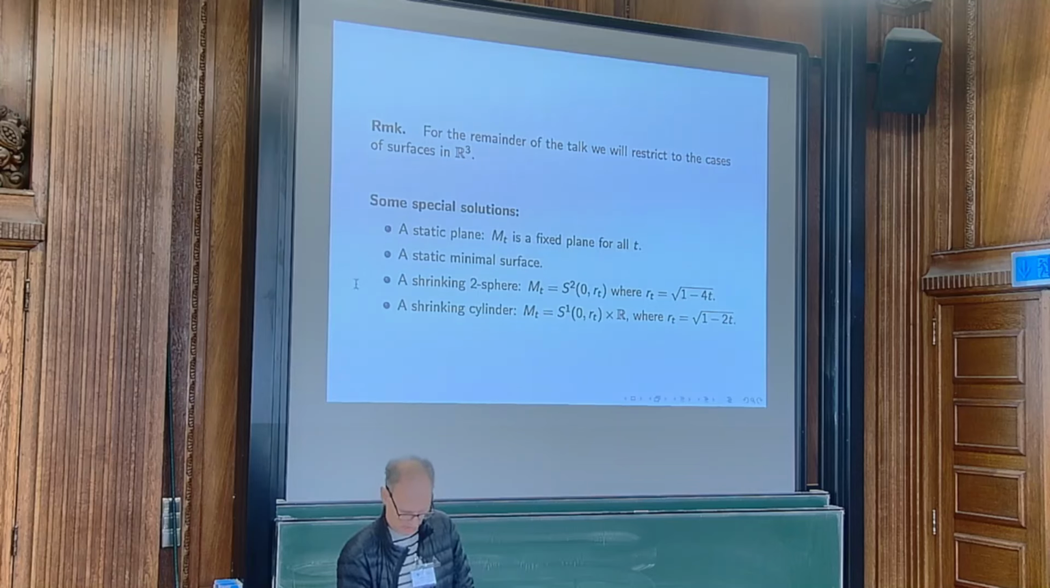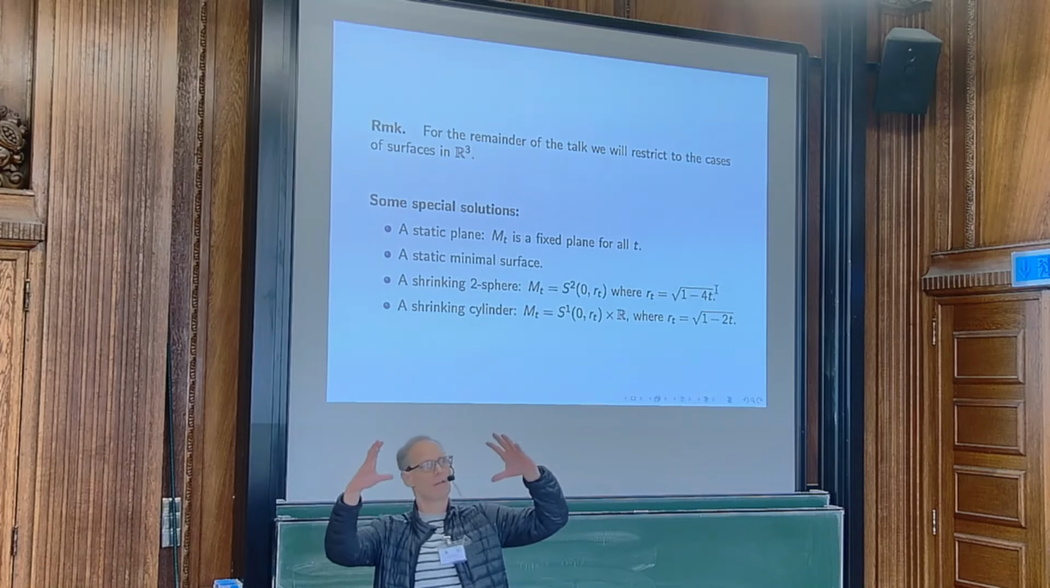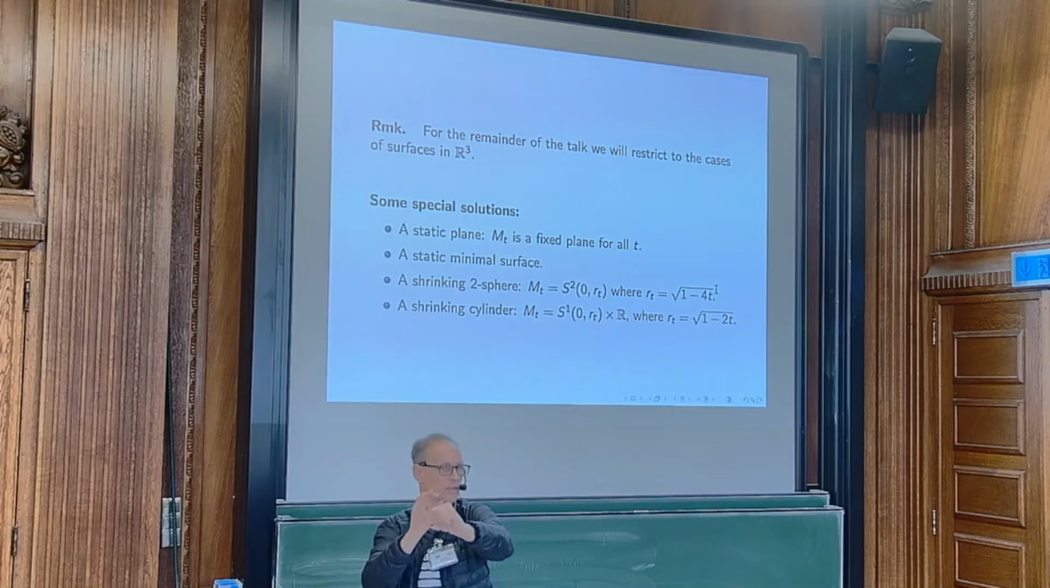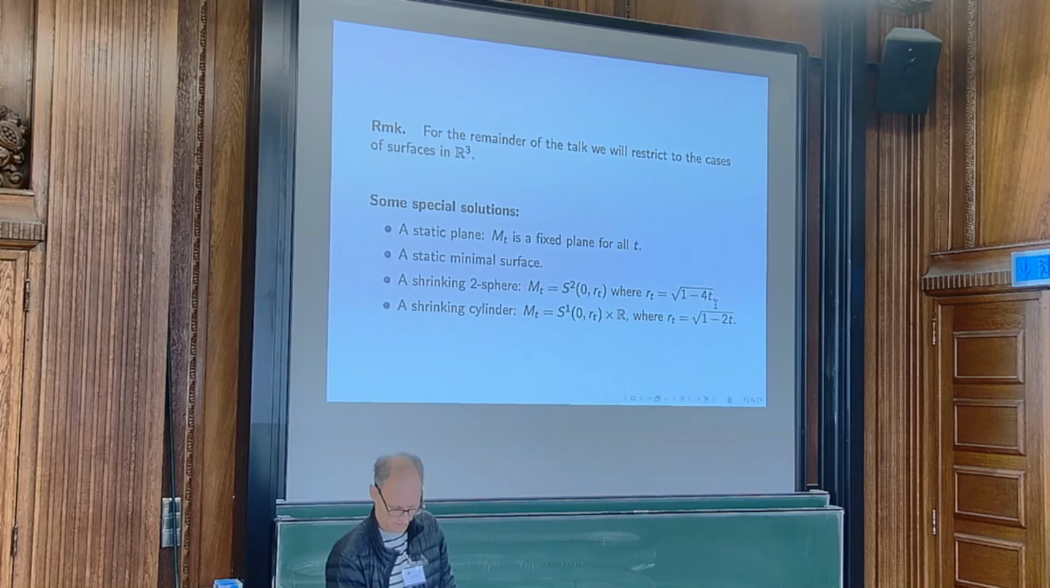Maybe the first interesting case is the case of a shrinking two-sphere, right? So let's take M_t to be a two-sphere centered at the origin, radius R_t, where R_t is the square root of 1 minus 4t, right? So the idea is the sphere has mean curvature pointing inward, so it's going to shrink. As it shrinks, the curvature gets bigger, so it shrinks faster and faster, and shrinks to a point in finite time where the radius is given by this.